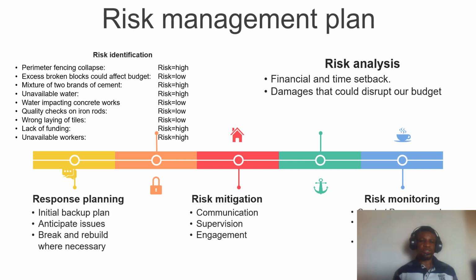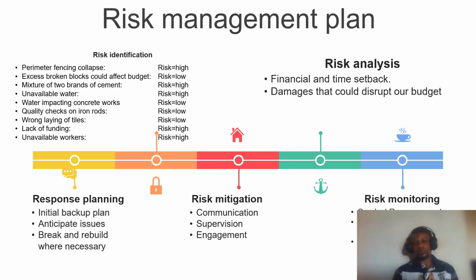And so with regards to perimeter fencing, at the risk identification stage, we want to identify the risk of the perimeter fencing collapsing in the course of construction, right? So if the fencing does not have adequate support in place, considering the length of the fence, it is bound to collapse, even during the period of construction. So there must be pillars erected in the right places, and these pillars must be filled up with concrete, right?